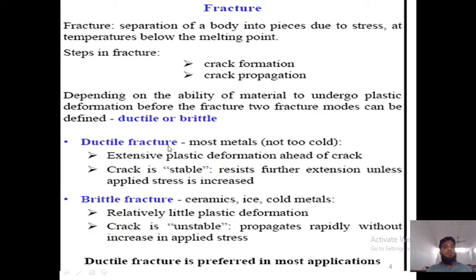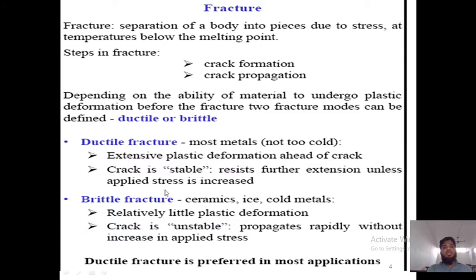Based on the plasticity itself, the fracture has been divided into ductile and brittle. Ductile fracture: mostly metals will undergo ductile fractures. That too, it should not be too cold. For example, if you see a glass which is maintained at a sub-zero temperature, because of the low temperature itself, the glass will have some cracks. If you suddenly take ice water and pour it into it, because of contraction, it will have some cracks.